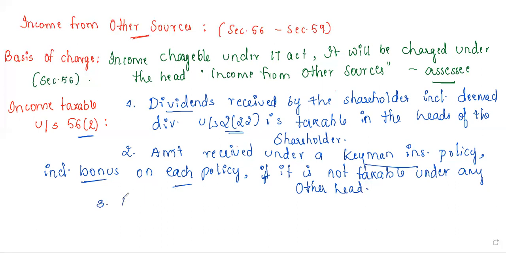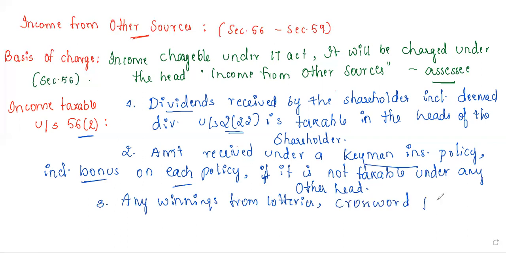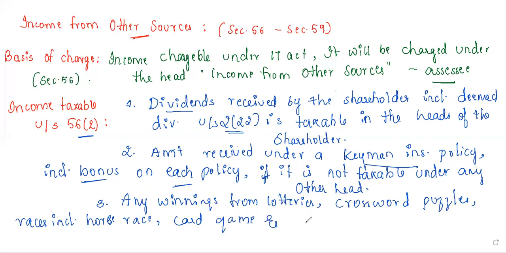And next you have the third point: any winnings from lotteries, crossword puzzles, races including horse races, card games, and other games of any sort.